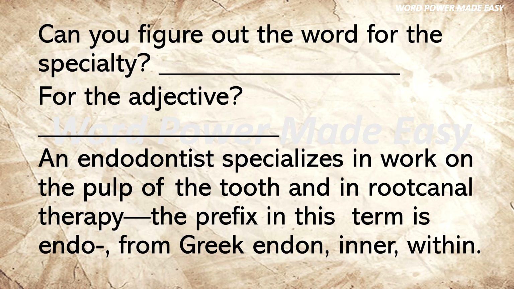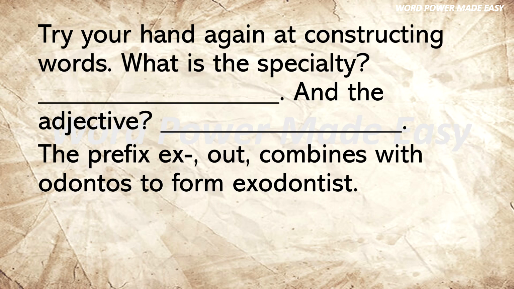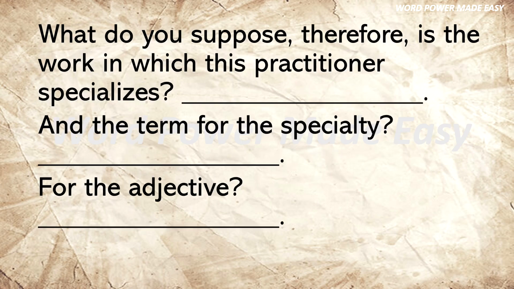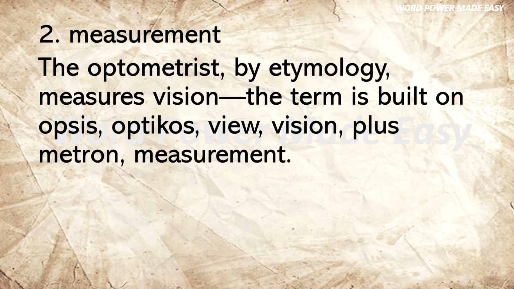The prefix in this term is endo, from Greek endon, inner, within. Try your hand again at constructing words. What is the specialty? And the adjective? The prefix ex, out, combines with odontos to form exodontist. What do you suppose, therefore, is the work in which this practitioner specializes? And the term for the specialty? For the adjective? 2. Measurement.